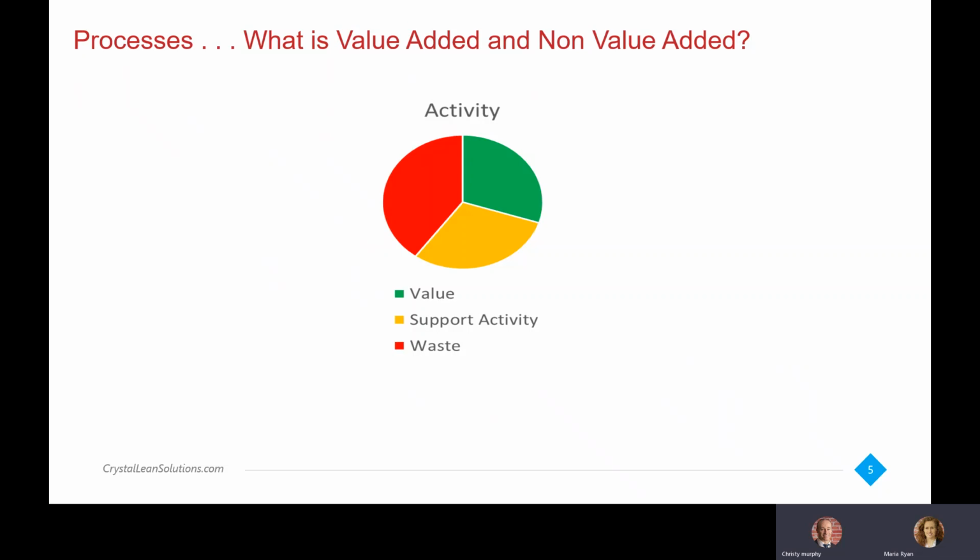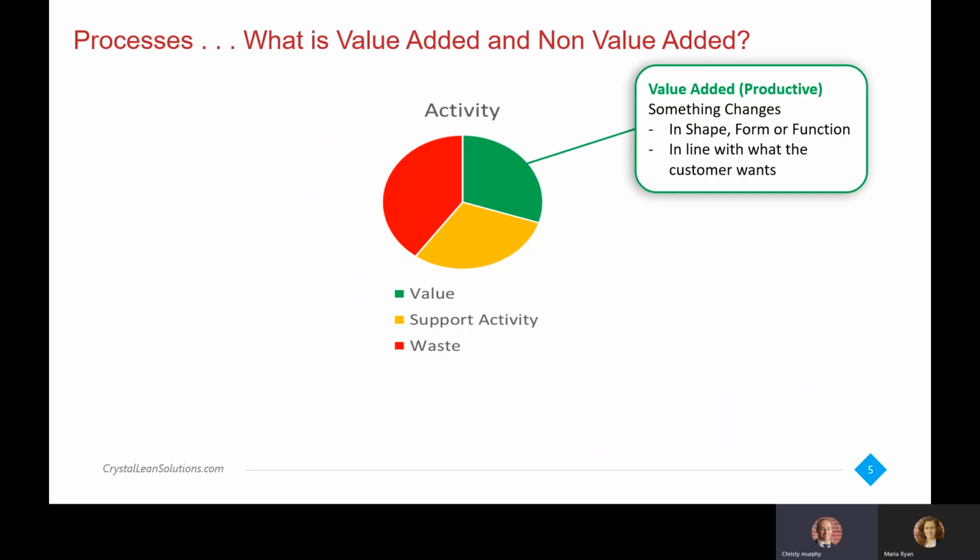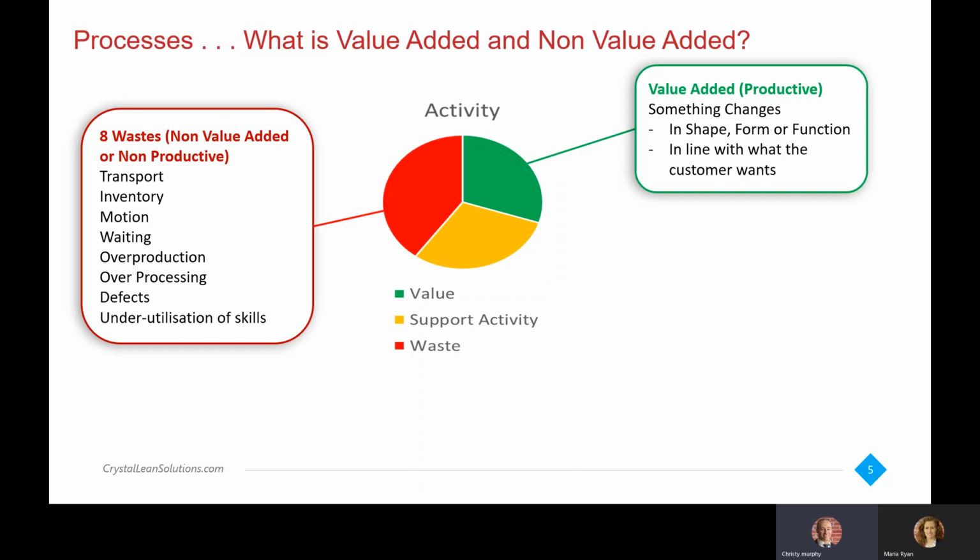Well, really what you're doing is taking the total process, breaking it down into sub-activities and categorizing the activities as value added, which is where something is changing or we're transforming information, form or function. It's non-value added, which is categorized by the eight sources of waste under traditional lean. So it's non-productive work like transportation of materials, inventory, motion, waiting, overproduction, overprocessing, defects, underutilization of skills.